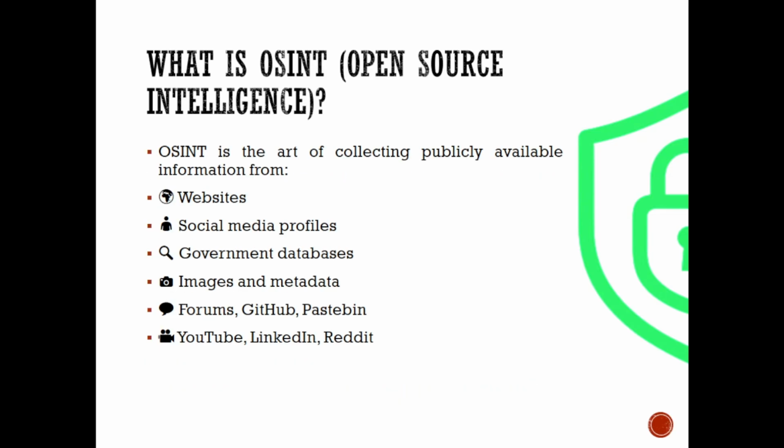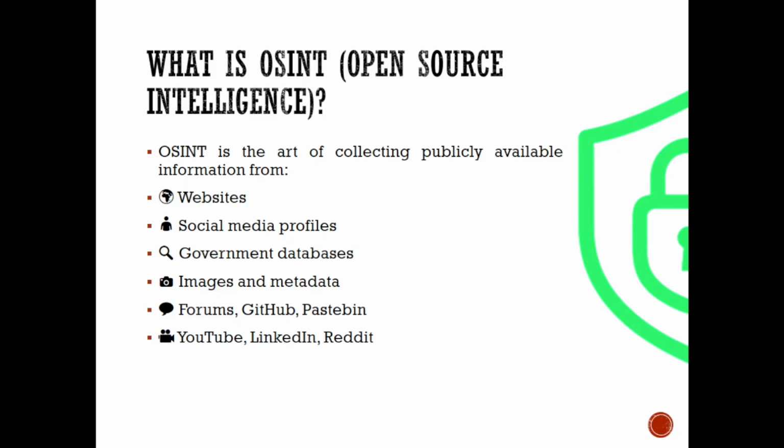What is OSINT, open source intelligence? OSINT is the art of collecting publicly available information from websites, social media profiles, government databases, images and metadata, forums, GitHub, Pastebin, YouTube, LinkedIn, Reddit. Hackers use OSINT to profile organizations, build employee target lists, find leaked credentials, map out infrastructure, discover abandoned domains or projects.